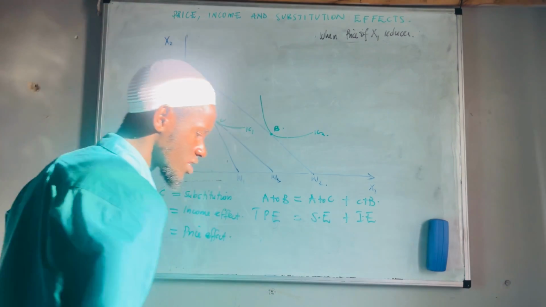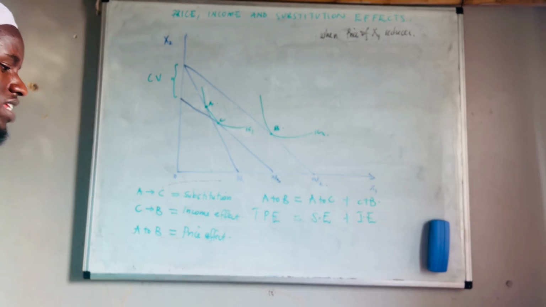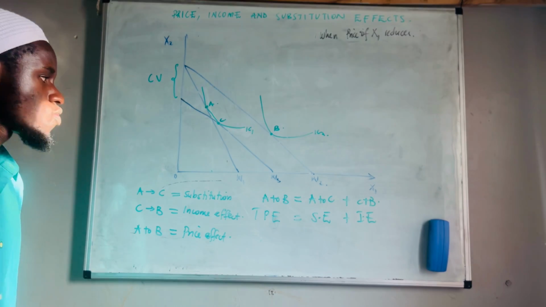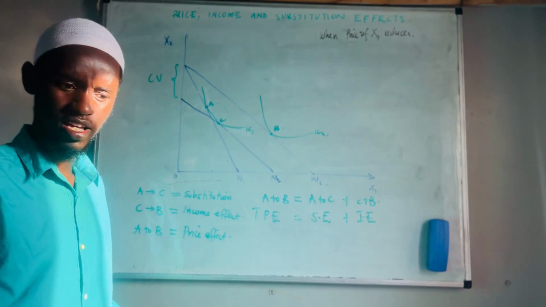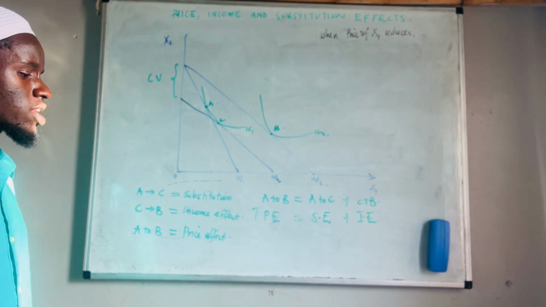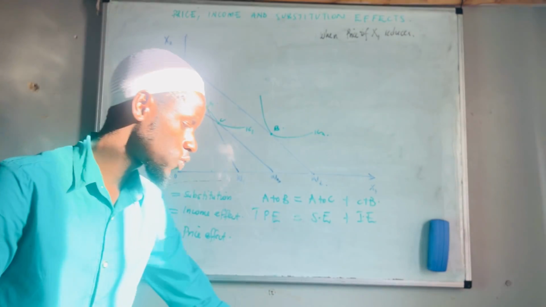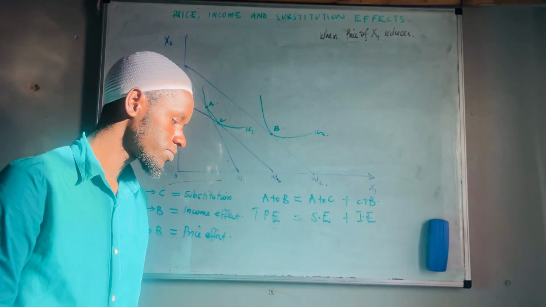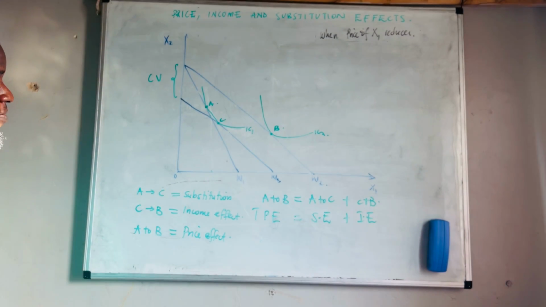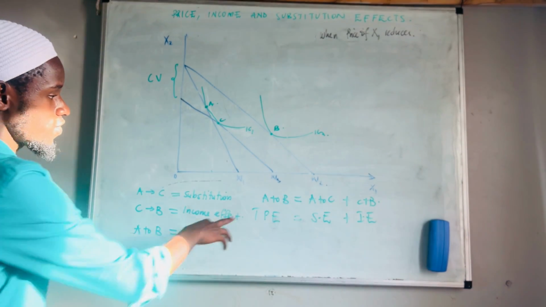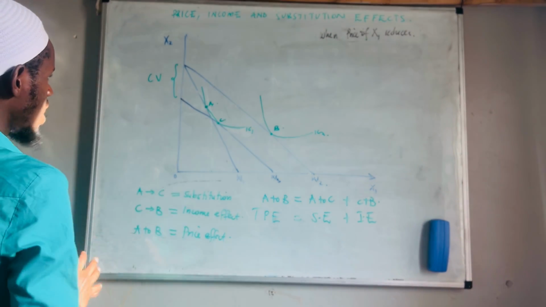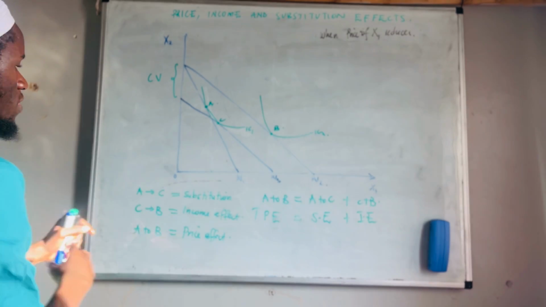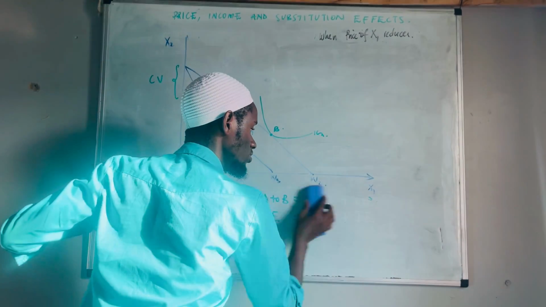Now from there, members, I want us to talk about what we call the Slutsky equation, where we shall need to prove that total price effect equals substitution effect plus income effect. From that point, we are going to prove the Slutsky equation, and from there we shall be able to appreciate that total price effect equals substitution effect plus income effect. Now, members, let me put this off and then I'll sketch a new diagram at this point.